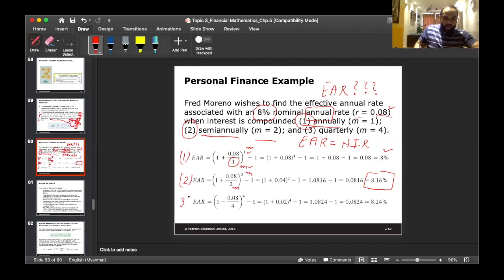In the third question, it says quarterly. When M is 4, right? So you can see M is 4. So EAR now becomes 8.24%. As the number of compounding periods increases, your EAR is increasing.